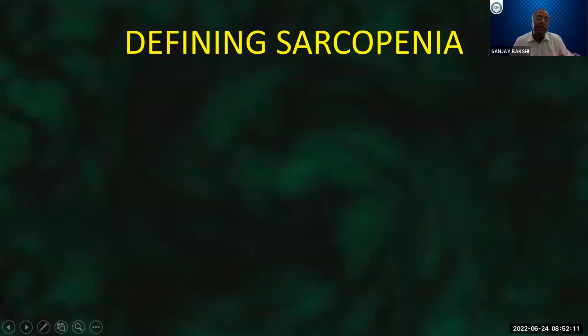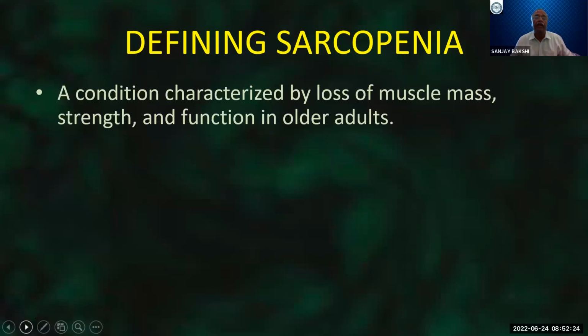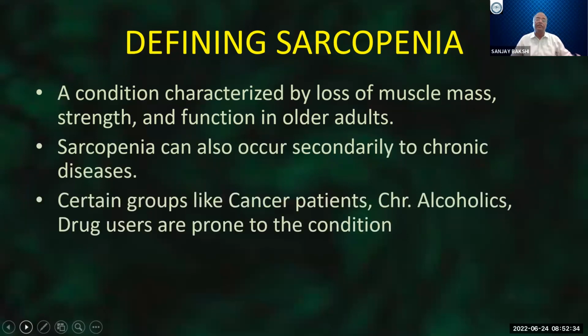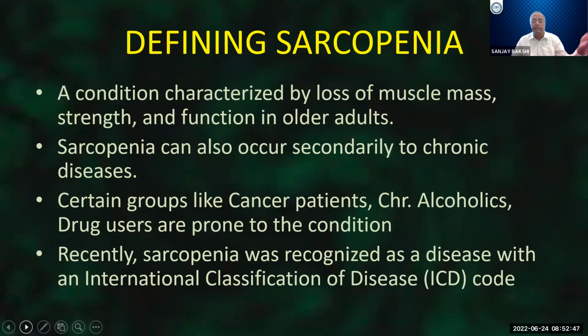The other thing is, how do you define this thing called sarcopenia? Malavika, do you know what sarcopenia is? No, sir. It's coming in majorly into most surgery. You notice that particularly if you're doing major cancer surgery, you do that. It's a condition characterized by loss of muscle mass, strength, and function, particularly in older adults, but it can also occur secondary to chronic diseases. Certain groups like cancer patients, chronic alcoholics, drug users are prone to this condition. There's loss of muscle, and that is an expression of how you respond to surgery. And you people need to know, by the time we were training, it wasn't recognized in the ICD. Now sarcopenia is recognized as a disease with the ICD coding also.